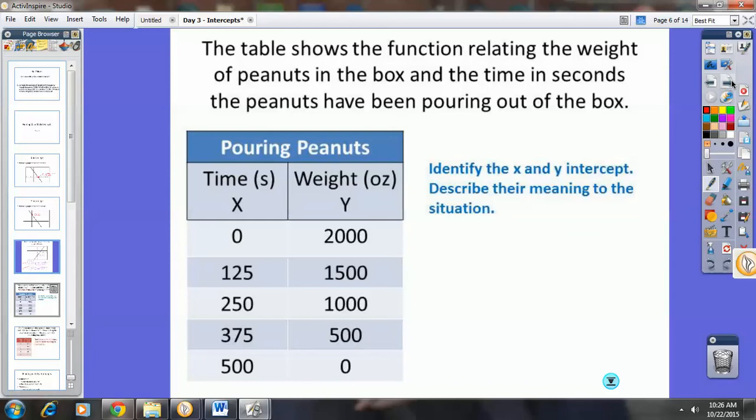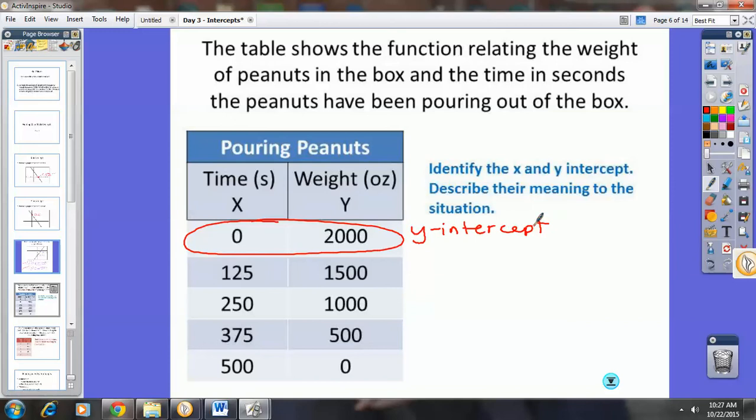So I want to know what the x and the y-intercept are from this table. Let's start with the y-intercept. What is the y-intercept? 2,000 and x is 0. You got it. Circle this first ordered pair. That would be what we call our x-intercept. Excuse me, I said that wrong. That is the y-intercept. When x is 0, y is 2,000. This is what we call the y-intercept.